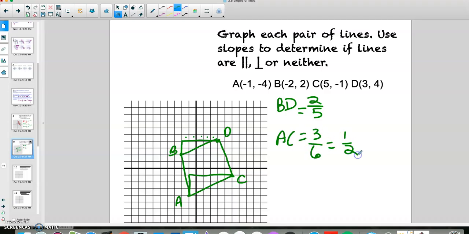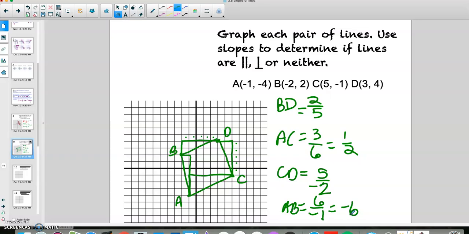Go ahead and try CD, 5, 2, 5, -2, and 6/1, and that's AB. Okay, so the only thing, we don't have any parallel lines because we don't have any that are the same number. Remember, it's important to reduce, otherwise we can't see them.